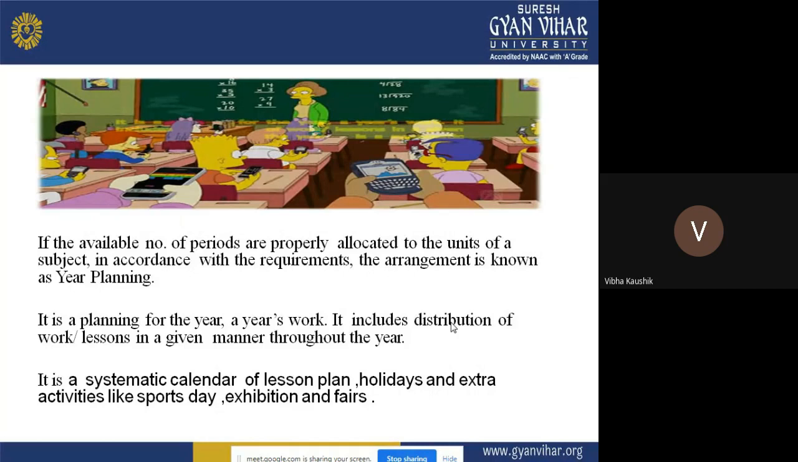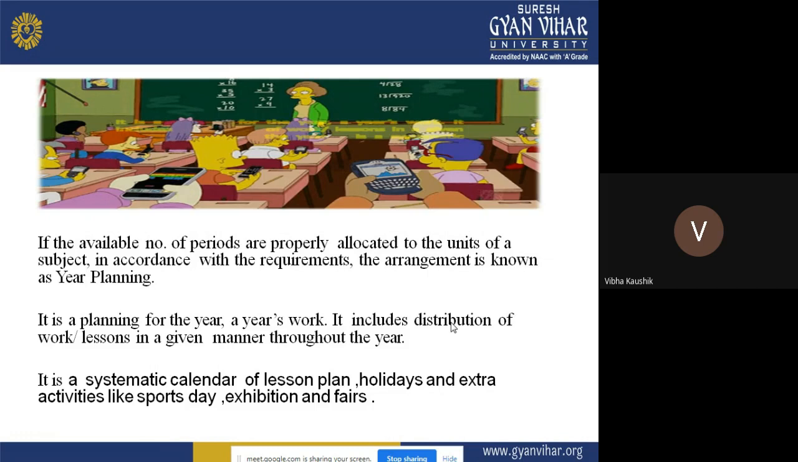It is a systematic calendar. Or we can say that the year plan can be called a systematic calendar because everything has been marked in it. For example, how many working days are there? We have calculated that in the calendar. How many days will be allotted for completion of the unit, for the completion of the topic, when the weekly test, when the midterm will be held, everything has been given. That's why we are calling it a systematic calendar of a lesson plan.